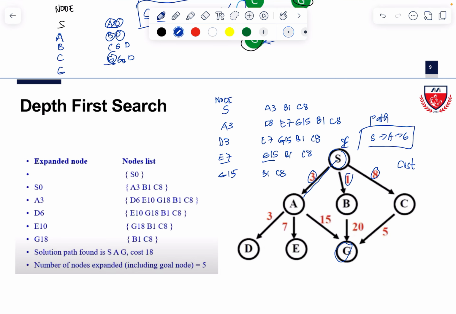That's 3 plus 15. So therefore, from S to G, that's like 18 meters, for example, in Google Maps, or 18 kilometers. Now, that is the path that is going to be visited using the depth first search. I hope that is clear for you guys.